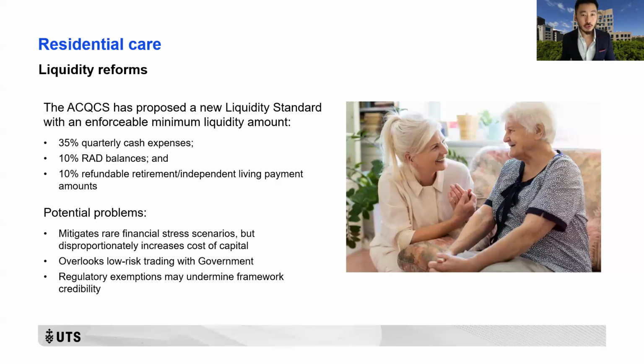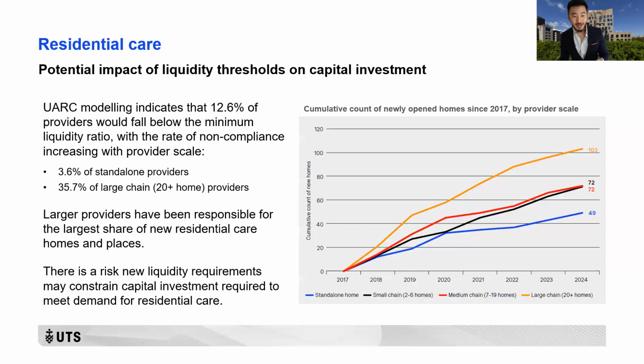If we look further into the impacts, UR did some analysis and modeling, which shows about 12.6% of providers, based on historical data, would fall below the minimum liquidity ratio. While it's not a lot, it's disproportionate, where non-compliance is about 3.6% for standalone homes, whereas it's about 36% for large chain providers. This is a challenge from a more long-term perspective, because larger providers have been responsible for the largest share of new residential homes and places.